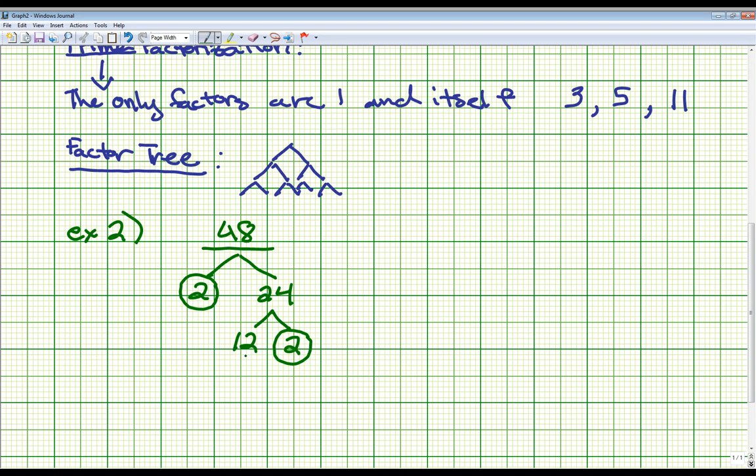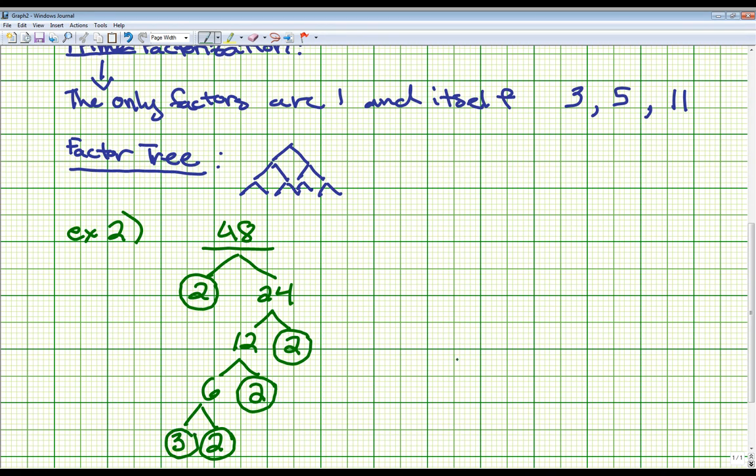12 is not prime because there are other factors, so we're going to keep that one going. Let's branch that one out by saying 6 times 2. Oh, look, we have another 2, so we'll circle it. That's a prime number, and the 6 can keep branching out. To get to 6, we could go 3 times 2, and there's another 2. A 3 is also prime, so we could circle the 3 as well.